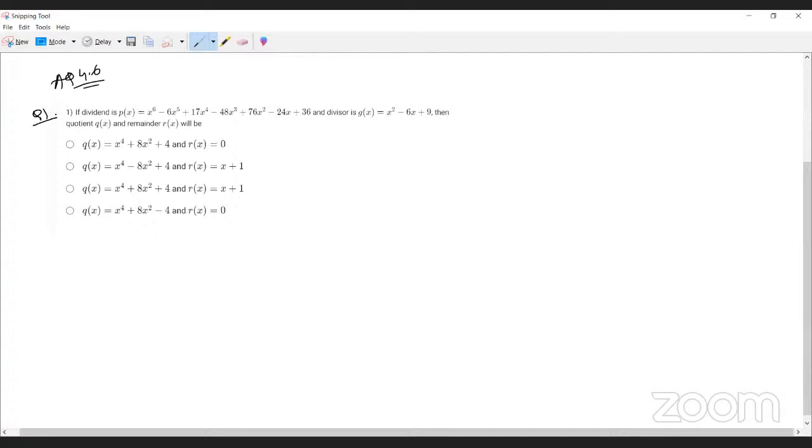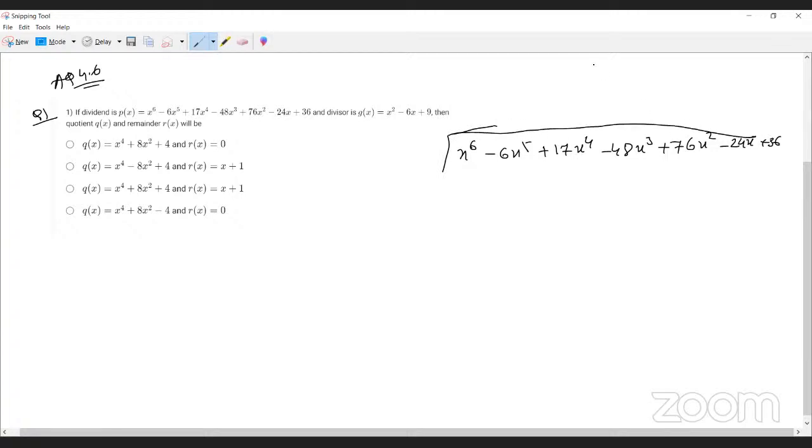So this is activity 4.6 question number 1. The dividend is x to the power 6 minus 6x to the power 5 plus 17x to the power 4 minus 48x cubed plus 76x square minus 24x plus 36, and the divisor is x square minus 6x plus 9. We have to find the quotient and the remainder. Now you can follow the same algorithm.